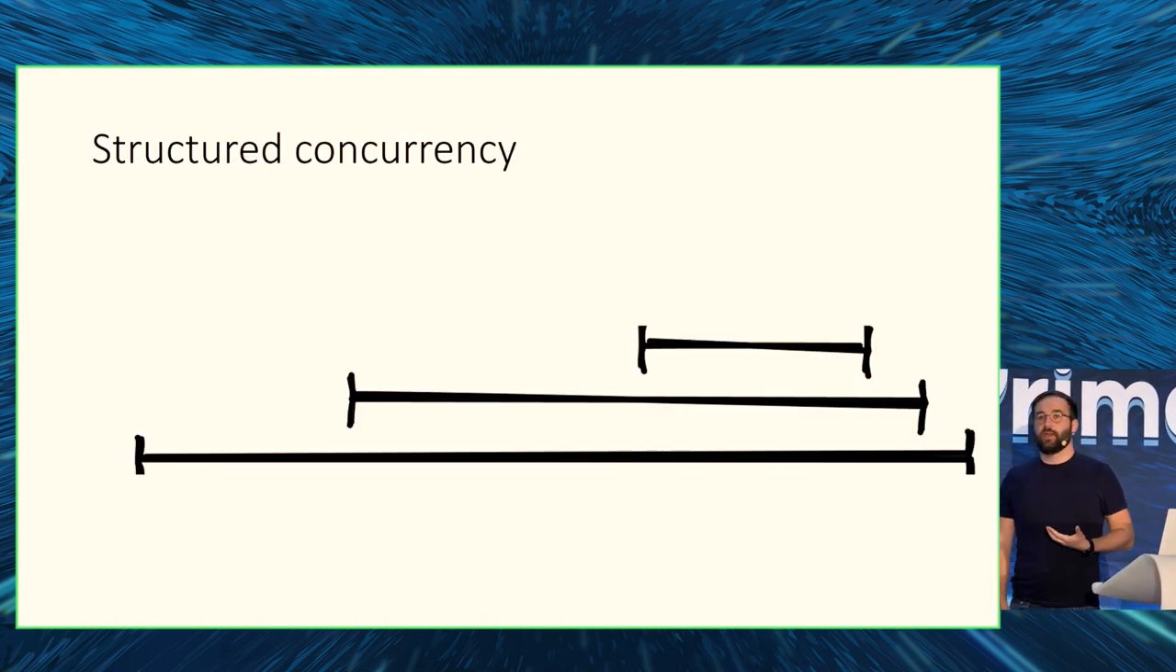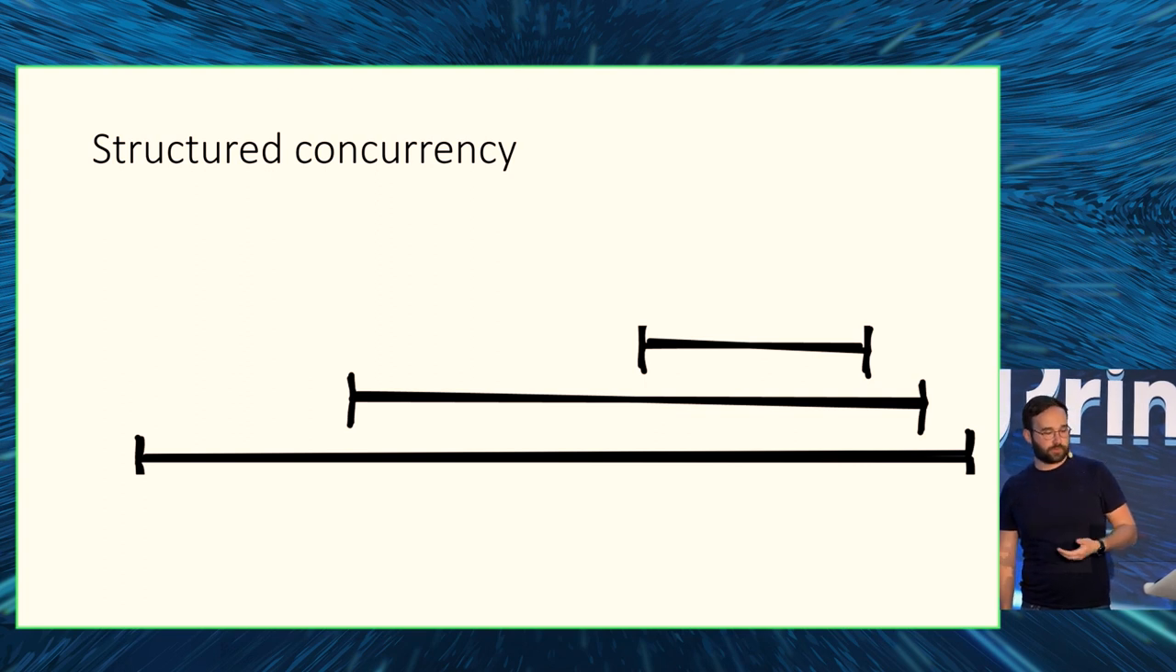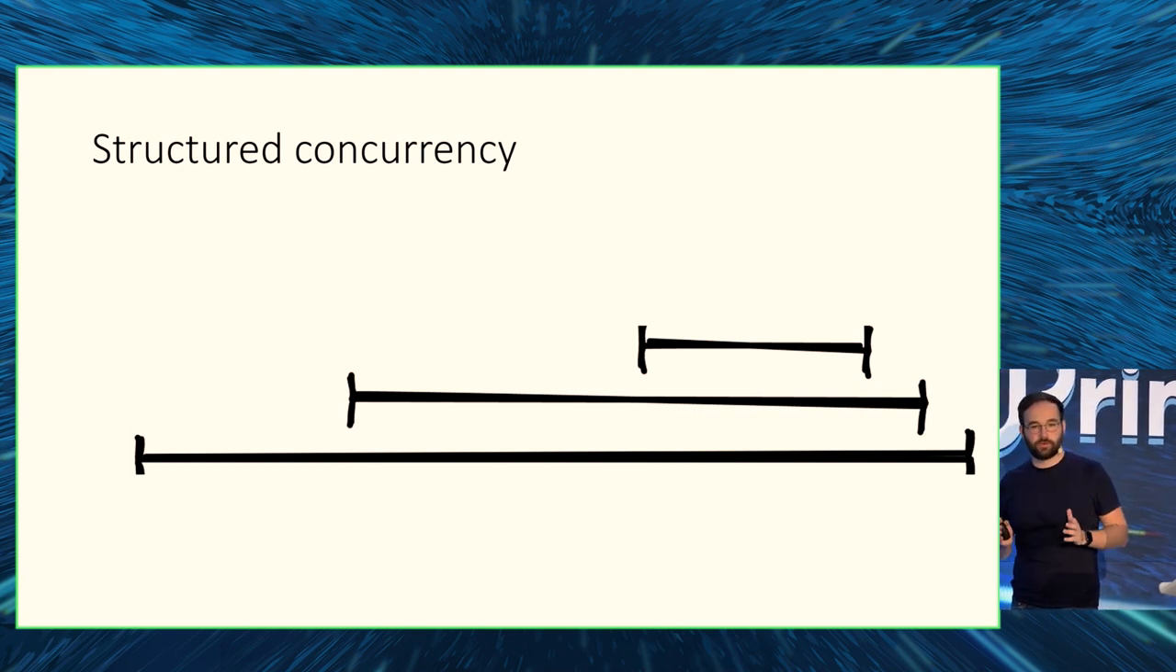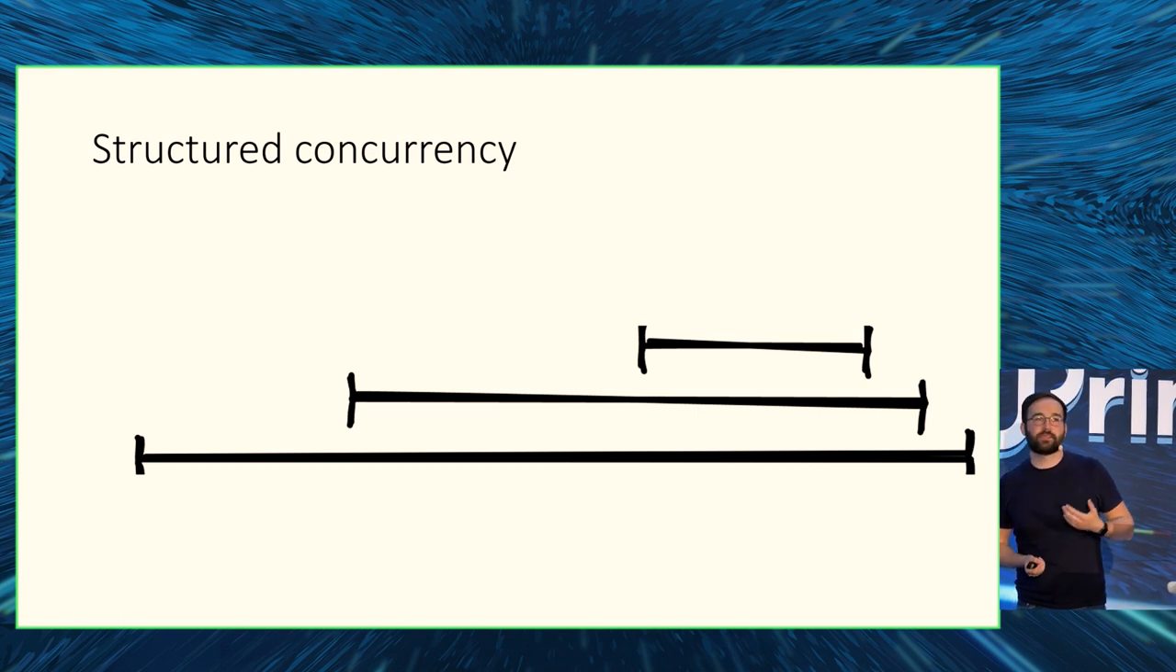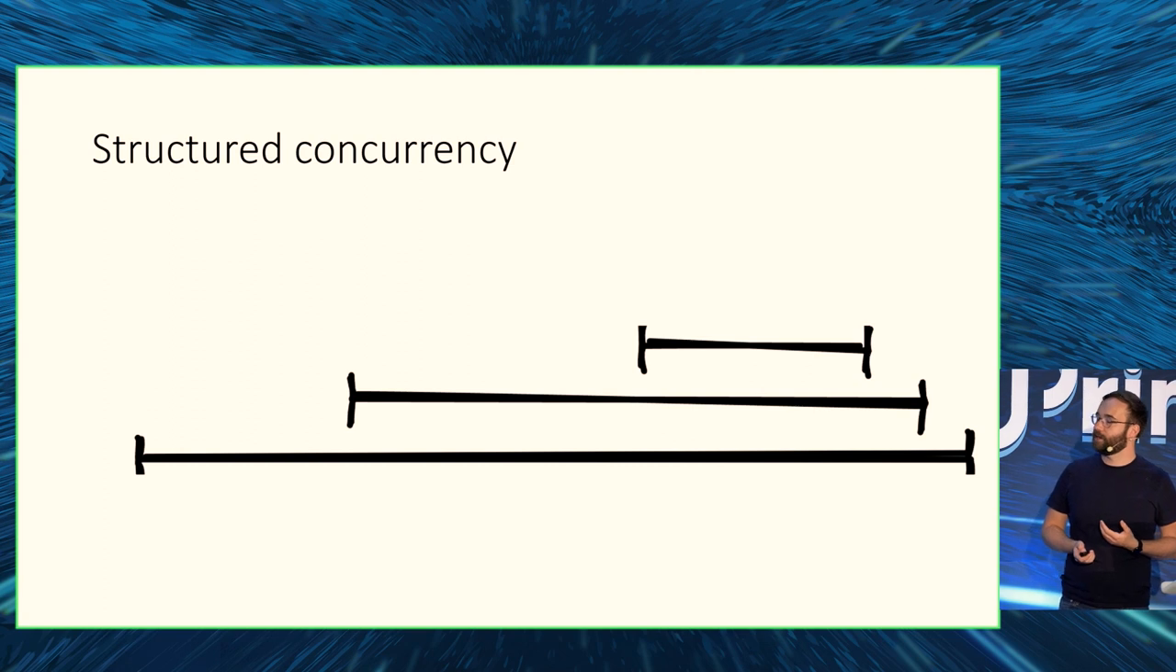So now we have a lot of virtual threads that we can use. How can I group them and use them as a single unit of work? And that's where structured concurrency comes into place. It helps us manage the lifetimes of the virtual threads that we are creating.